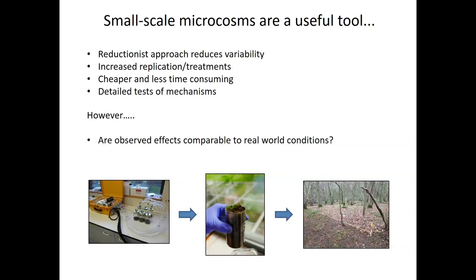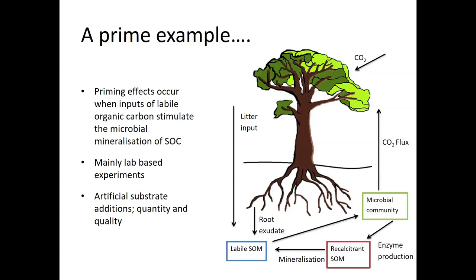So plant-soil interactions are really relevant for this due to the amount of variability that occurs in soils. And priming effects are a really good example of this. Priming effects occur when inputs of labile organic carbon stimulate the microbial mineralization of soil organic carbon.